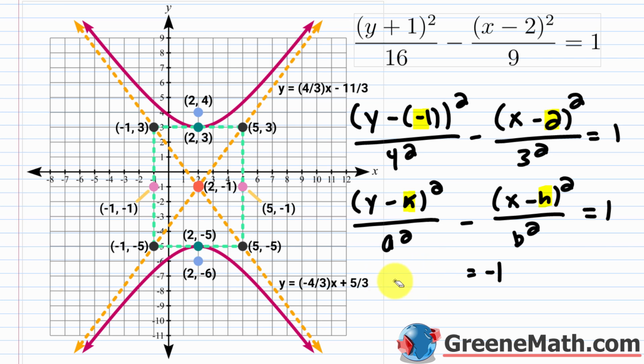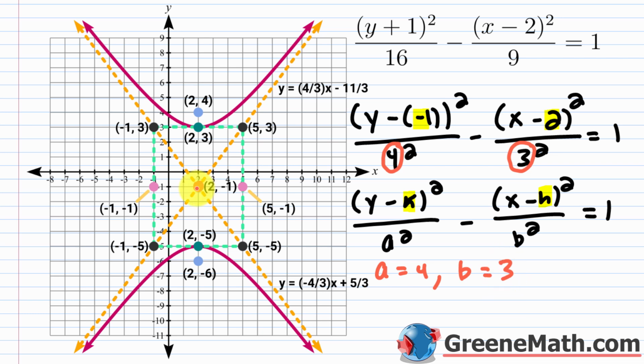Once you know the center, I would get the vertices and the covertices. Again, that goes back to the definition: the distance from the center to each vertex is a, and the distance from the center to each covertex is b. Well, here, a is the principal square root of 16, which is 4. That's why I wrote it like this. So a is equal to 4. And then b is the principal square root of 9. That's why I wrote it this way. So that's going to be 3.